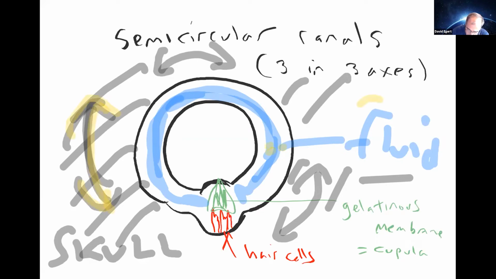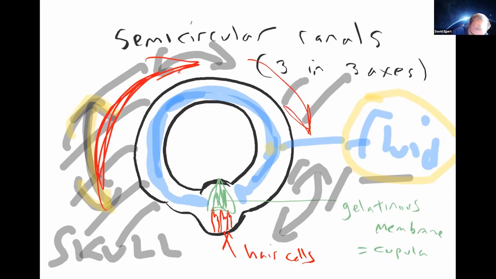So if my skull is moving back and forth, this fluid actually does not move along. The fluid stays still, which means it's going to push. Let's say my head was going this way. The fluid isn't moving. It's staying still as my head goes that way. It's going to create a pressure on this little gelatinous membrane, bending the hair cells backwards.